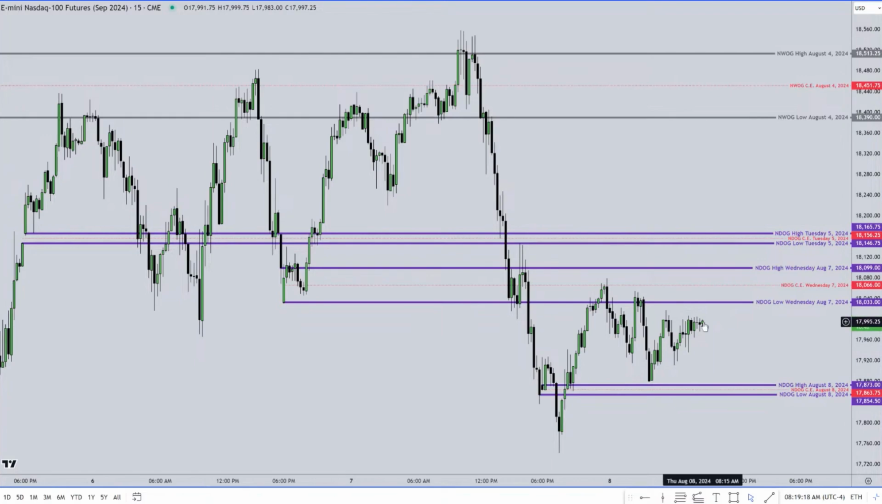That's real time. And we are just below Wednesday's new day opening gap's low. And we are above today's new day opening gap high. So we're in between, okay? Which is classic. It's typical because we're waiting for a medium high impact type of event at 8:30.